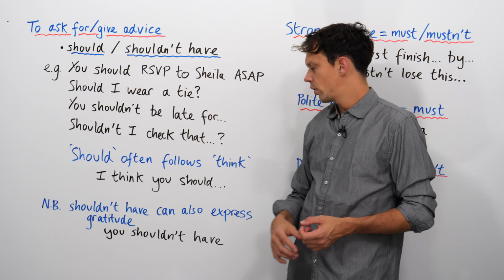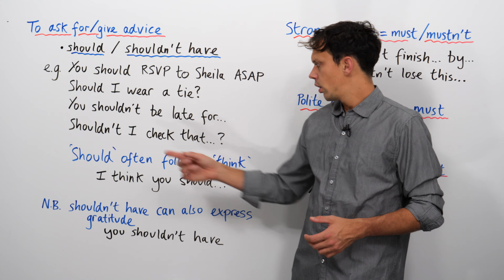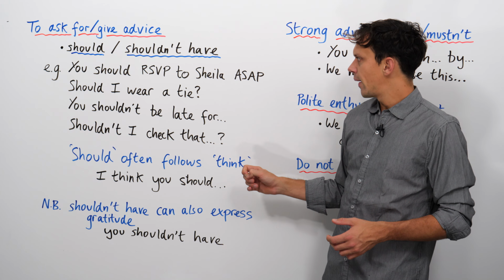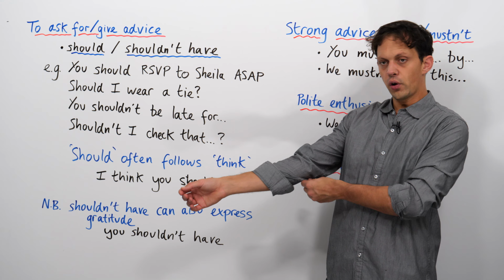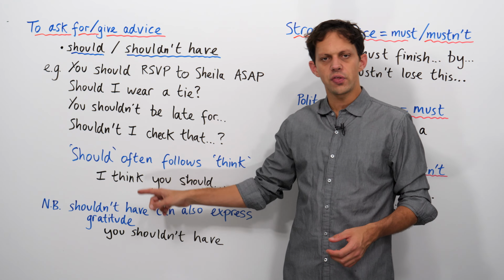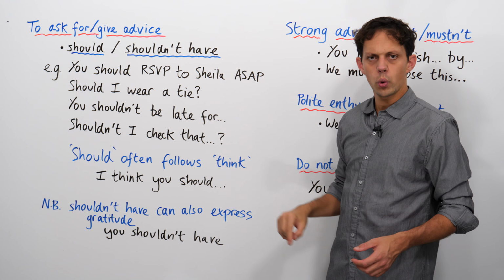Asking for advice. Shouldn't I check that with the manager? Shouldn't I check that with Brenda? Okay, so asking for advice. Shouldn't I do this? Now, often should follows on from think. I think you should. So to answer this question about the tie, I think you should wear a tie.